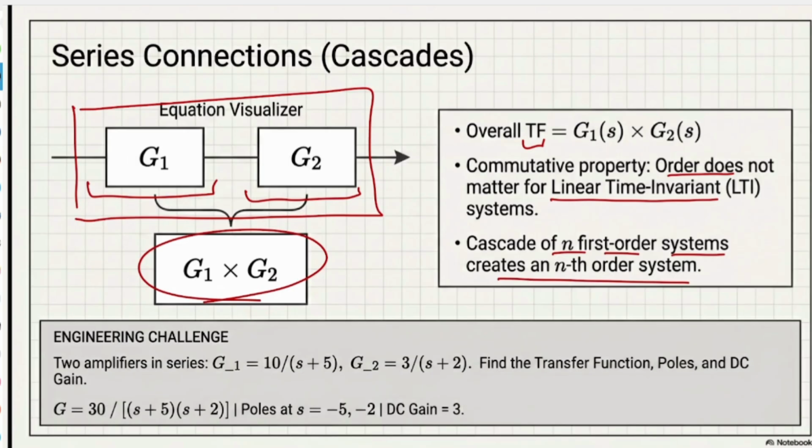Imagine that G1 is 10 divided by s plus 5. As you can see, we have a system with a pole at -5, and G2 would be 3 divided by s plus 2. So what's the transfer function? Poles and DC gain, it is simple. The only thing you have to do is multiply these two. You get 30 divided by (s plus 5) multiplied by (s plus 2). Obviously, the poles would be -5 and -2, and what does the DC gain mean?